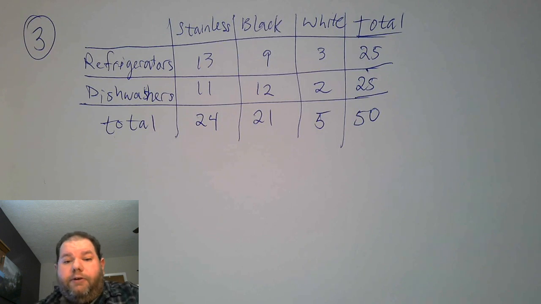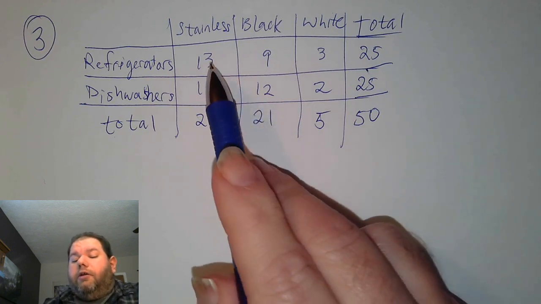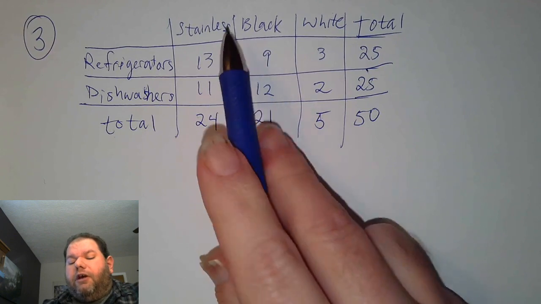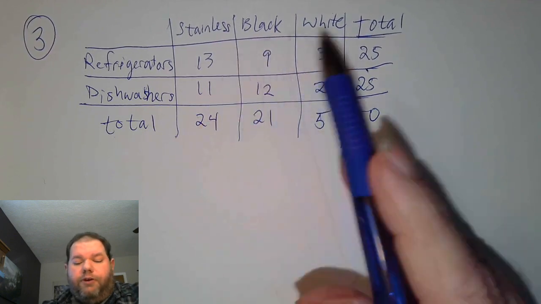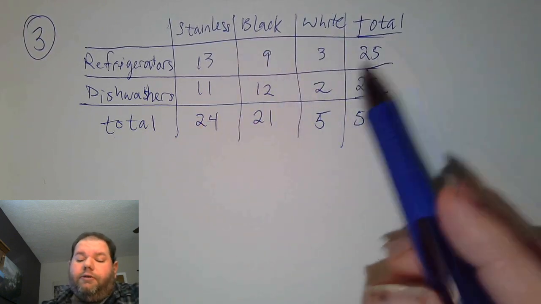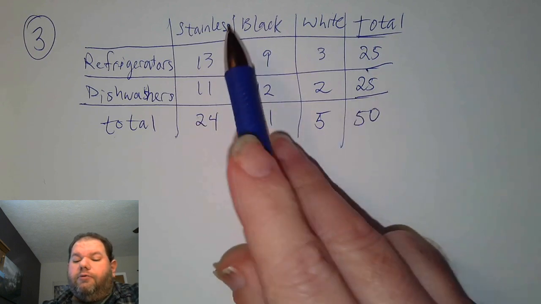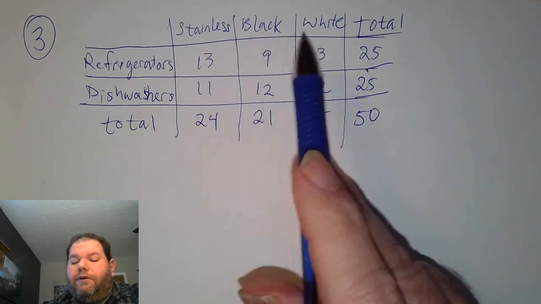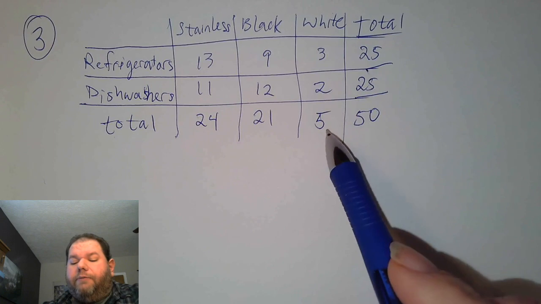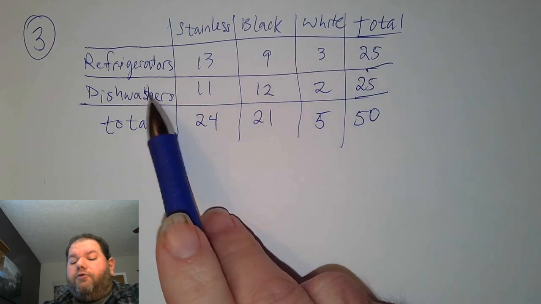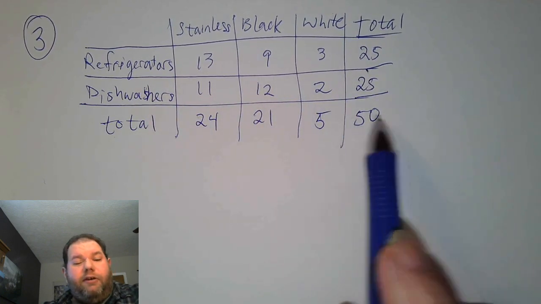Okay, so we have 50 total appliances available. At least these two types, refrigerators and dishwashers. And we have the number of each type for each color, or finish, whatever we want to call it, for each. So we know we have 24 with the stainless finish, 21 black, and 5 white, 25 refrigerators, 25 dishwashers, and 50 appliances total.